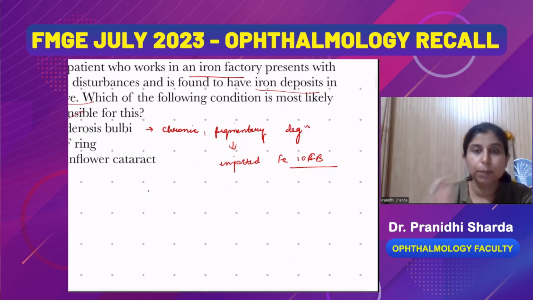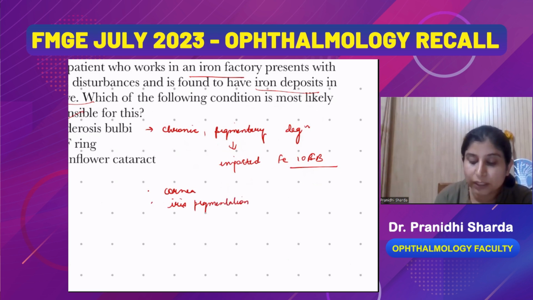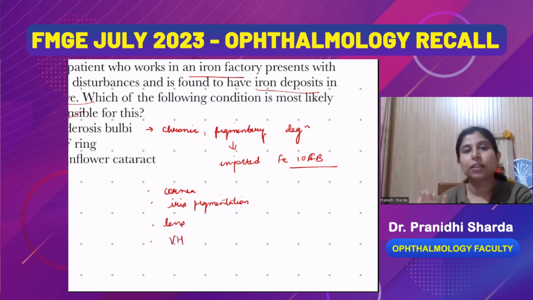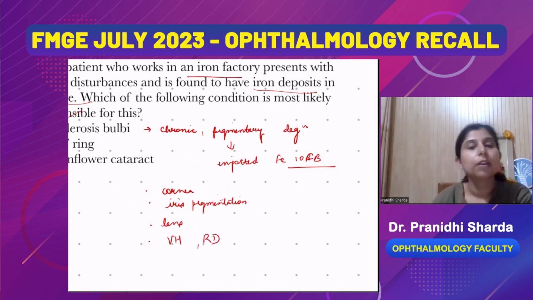It can lead to deposition in the cornea. It can lead to depositions in the iris. So corneal depositions will be there, and iris pigmentation will be there. There will be deposition over the lens, and it can also affect the retina. In the retina, the most common finding is vitreous hemorrhage, and we can also see retinal detachment, due to electrolyte disturbances. These finally lead to retinal degeneration in the form of retinal detachment. That is the late stage of siderosis bulbi.